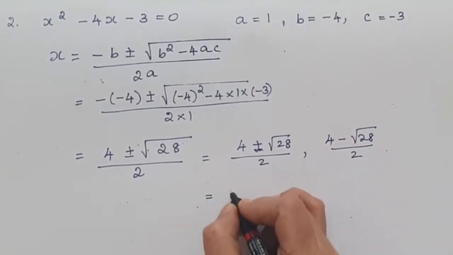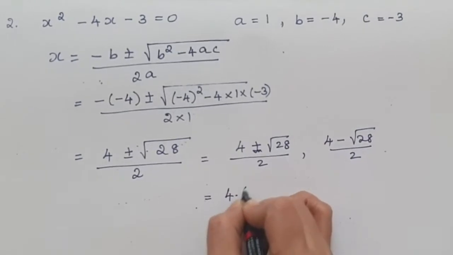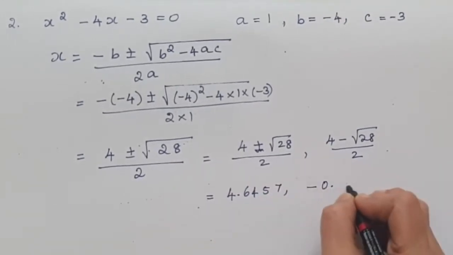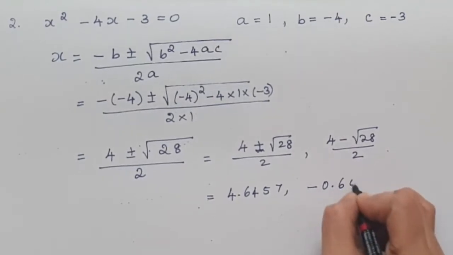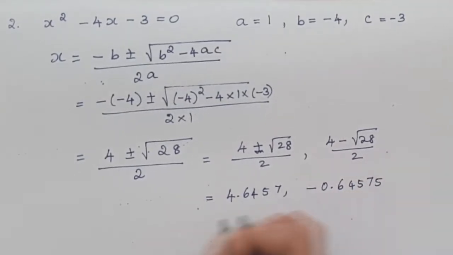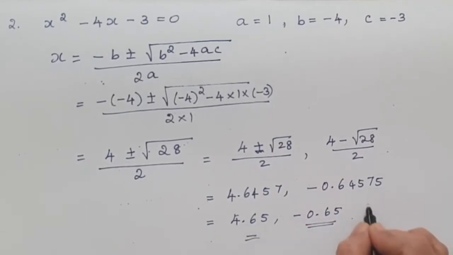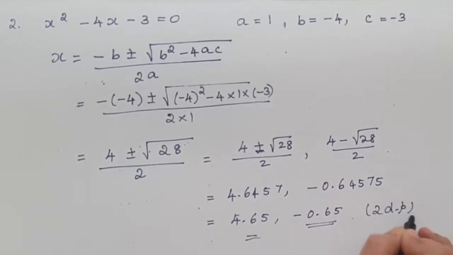So this will give us an answer of 4.6457 and minus 0.64575. If you have to give your answers to two decimal places, then it will be 4.65 and minus 0.65. These are the answers correct to two decimal places.